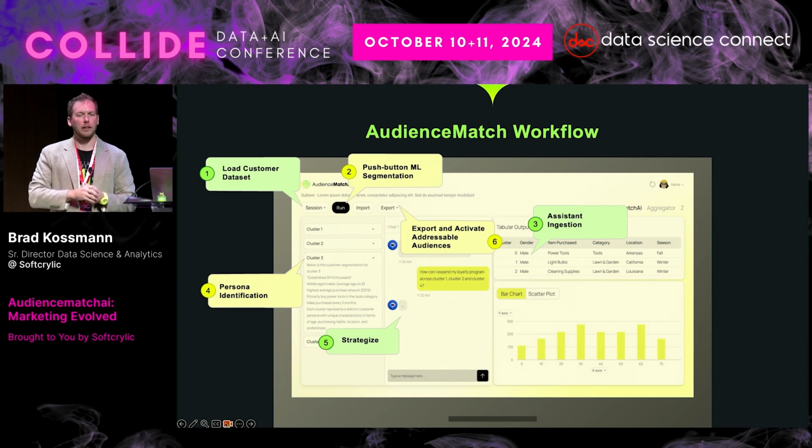You can build lookalike audiences on it, what have you. It's a very accurate way to market. It's a great way to get more efficiency out of your marketing budget, and so on.